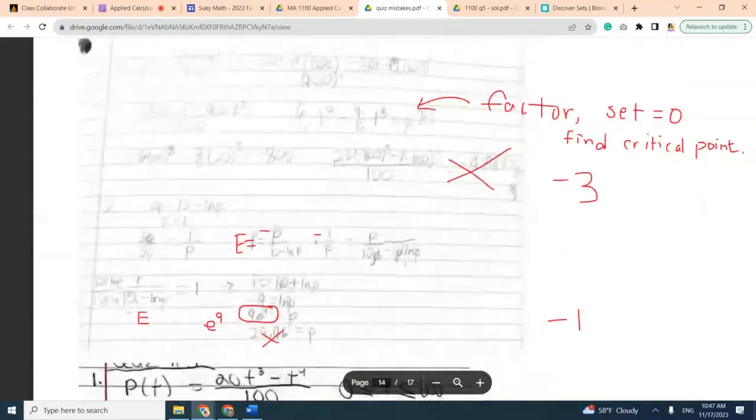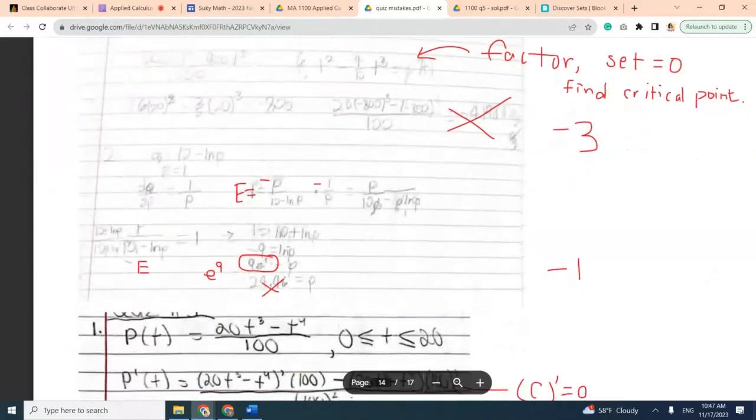And then here, once you get the P prime, factor it, set it equal to 0, and find the critical point. And the E, using the minus 1, this E is correct. Let's see what happens. Yeah, it's e to the 9, not 9 times e. Both sides raised to the power of e, exponent of e.